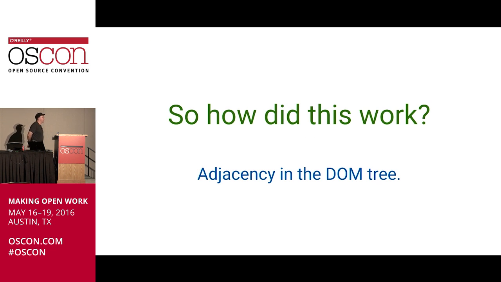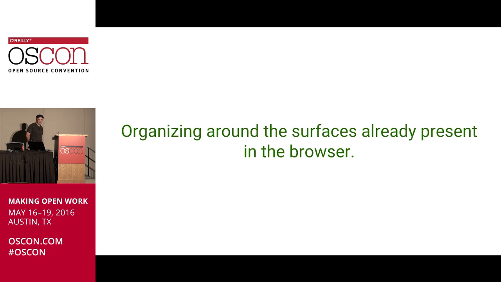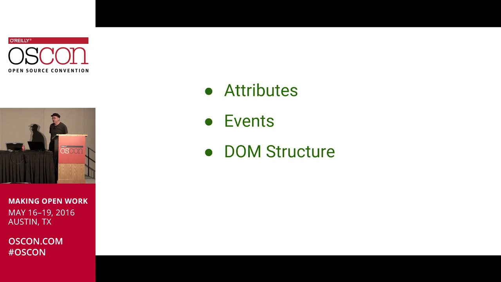All right, how did this work? How did this bit of functionality work? It worked by adjacency in the DOM tree, right? I got this bit of functionality by saying, look at the next thing, look at the next element sibling, and act on that thing. These are the surfaces that I'm talking about that you can use for code organization. Use the surfaces already present in the browser. Those are DOM attributes, DOM events, and just the basic structure of the DOM in the page.